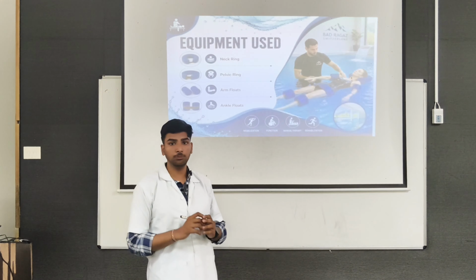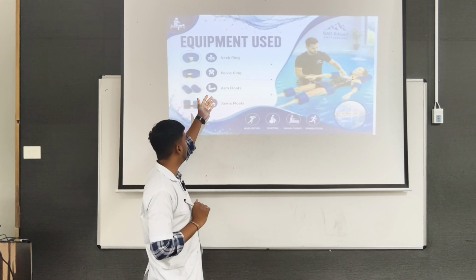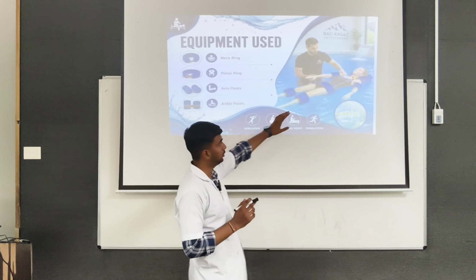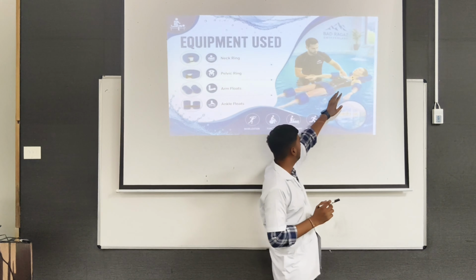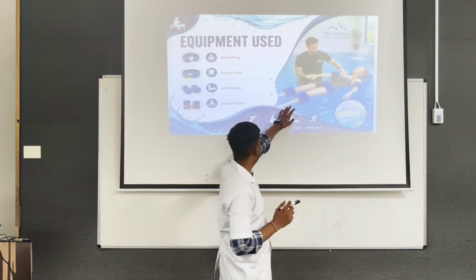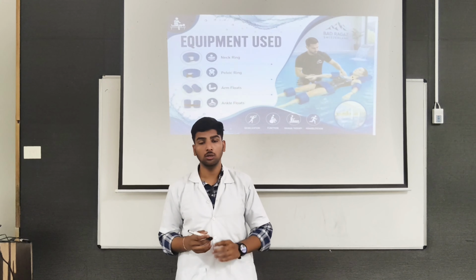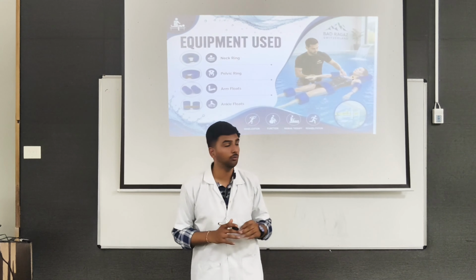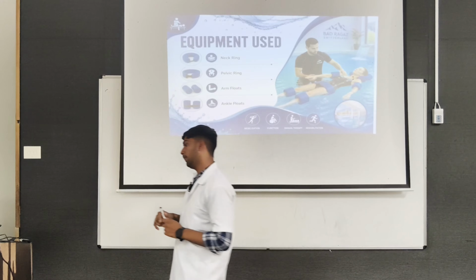Now we'll see the equipment used in the Bad Ragaz technique: neck ring, pelvic ring, arm floats and ankle float. In this image you can see the neck ring, the arm ring, the pelvic float, the pelvic ring and the ankle float. These are the devices which help the patient stay above the water for flotation, so the patient will not drown in the water.